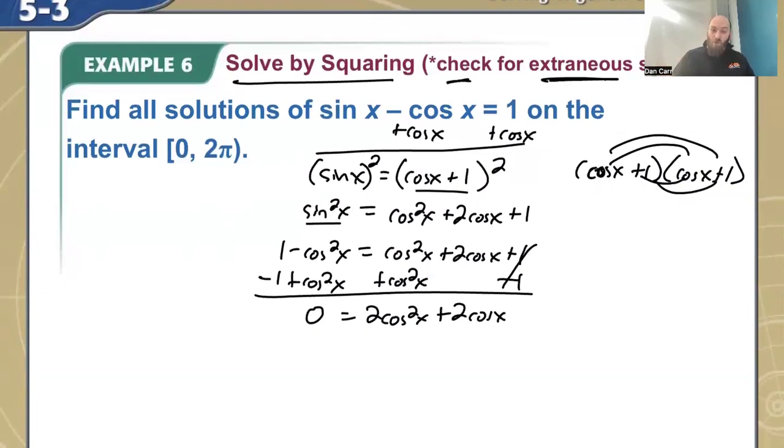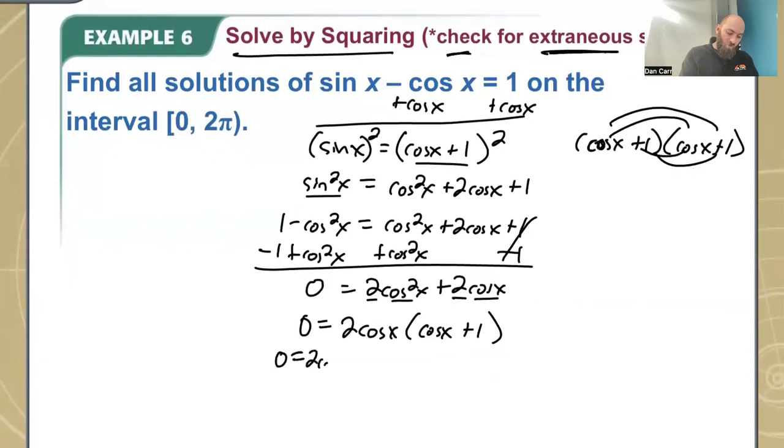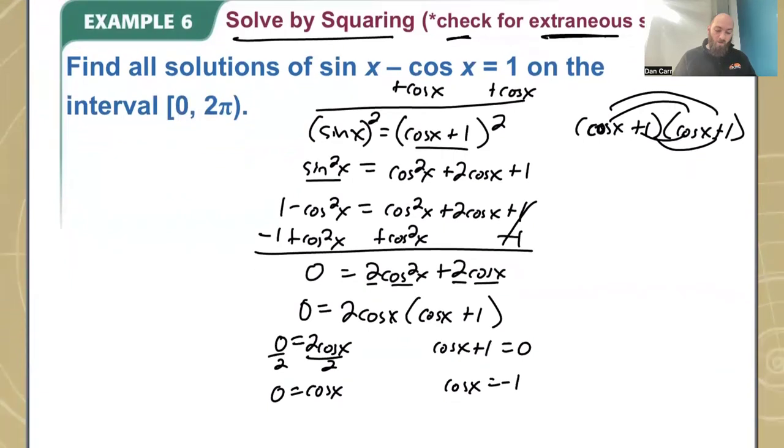All right. So I can go ahead and go into some factoring. Since this is 2 times cosine squared x plus 2 times cosine of x, I can take out 2 cosine x. So I'm going to be left with a cosine of x plus 1 in there. Okay, so when I solve both of these, we get 0 is equal to 2 cosine of x, divide by 2, and I'm going to say 0 is equal to cosine of x, and then cosine of x plus 1 is equal to 0, so the cosine of x equals -1.